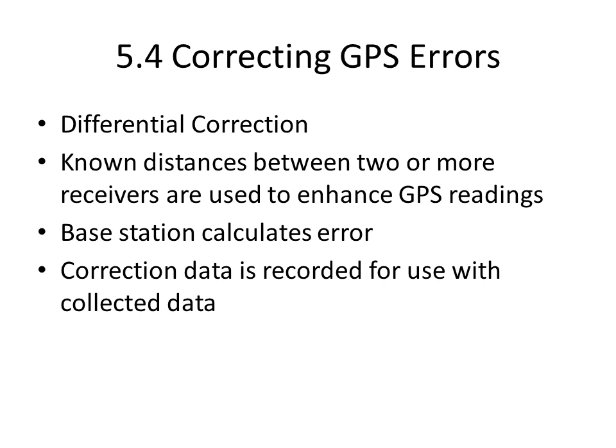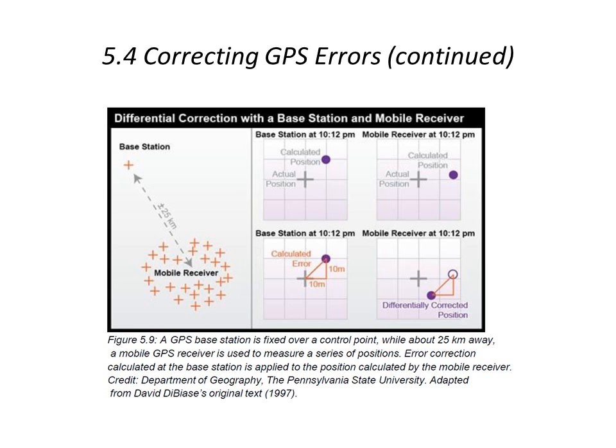Differential correction is one way of dealing with these various error sources. Known distances between two or more receivers are used to enhance GPS readings, and a base station is used to calculate error. Correction data is recorded for use with collected data. That data is downloaded typically later after a data collection mission. Differential correction with a base station and a mobile receiver is shown here. So the base station has a role in basically adjusting the point fixes that are received by the receiver. Error correction is then calculated by the base station and is applied to the position calculated by the mobile receiver.